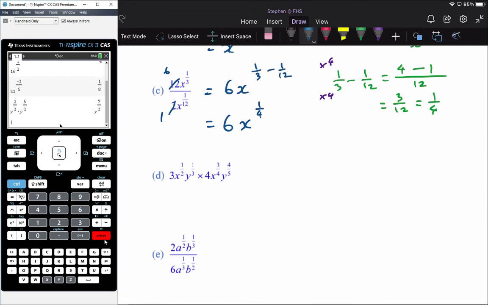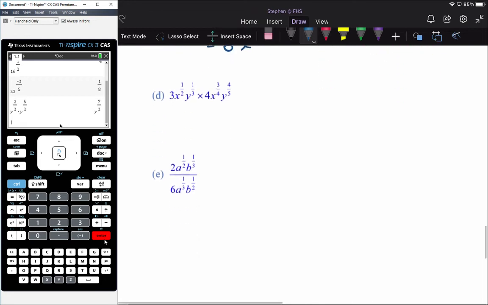Right, that was pretty full on. Of course, it was made more full on because of the fractions, but just basic index laws as always have been done. Right, moving on to part D, the second last one.